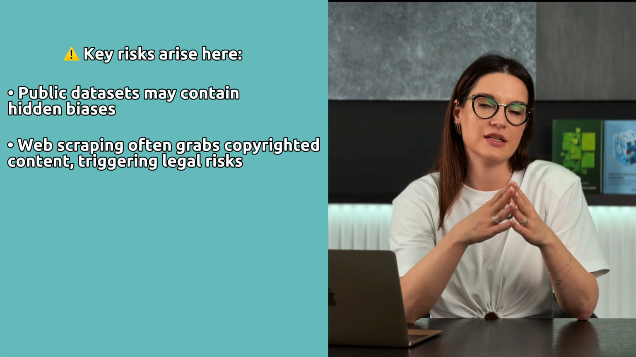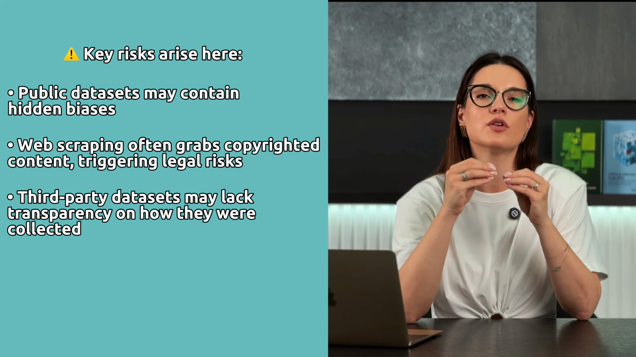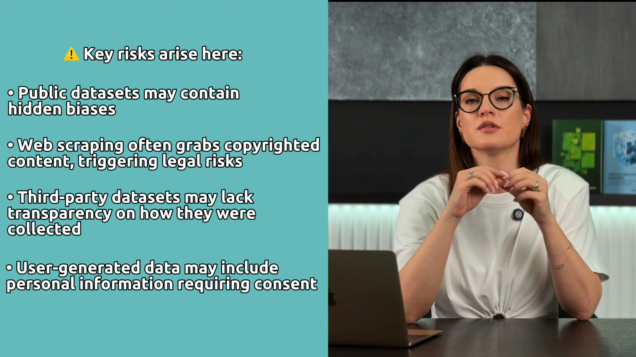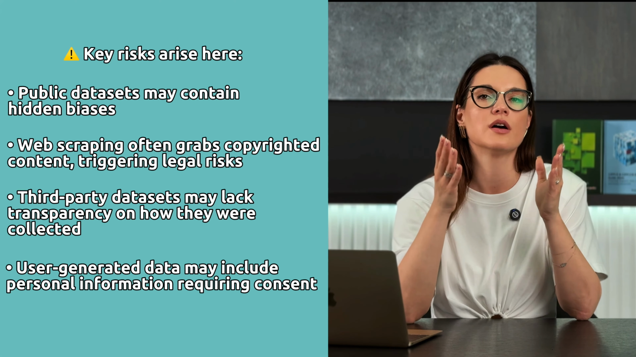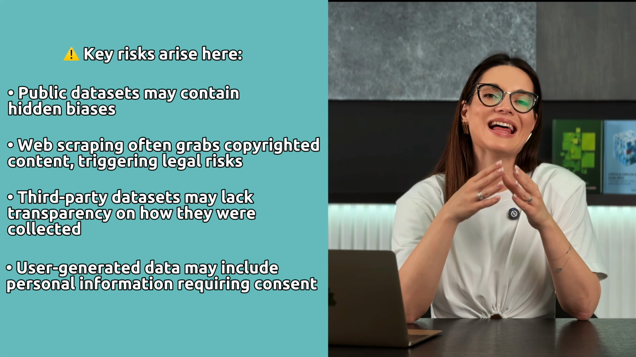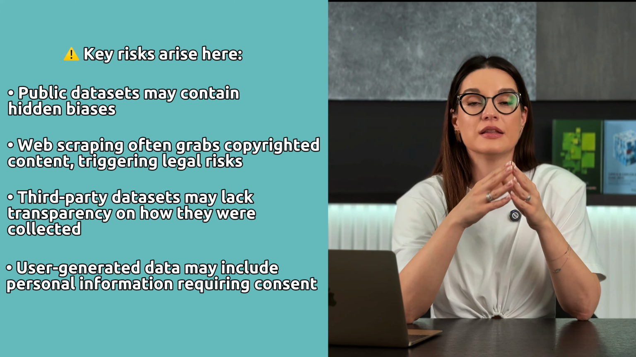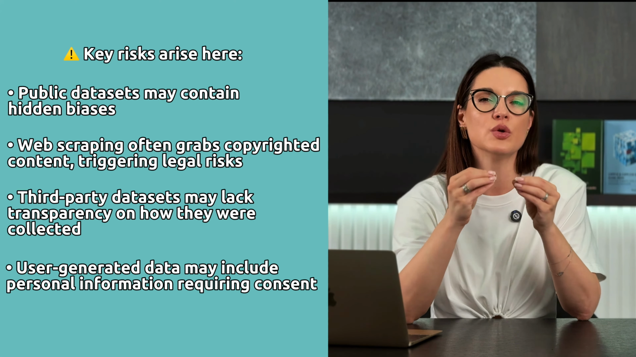What risks do we have here at that stage? First of all, public data sets may contain hidden biases. Secondly, web scraping often grabs copyrighted content. Well, this is triggering legal risks. Third-party data sets may lack transparency on how they were collected. And this is also a huge risk of using personal data, for example.